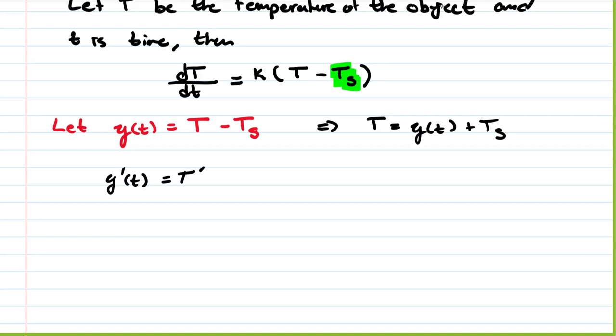0. So then y prime of t would equal T prime, or dT/dt, right? Because that's what T prime means. Okay.